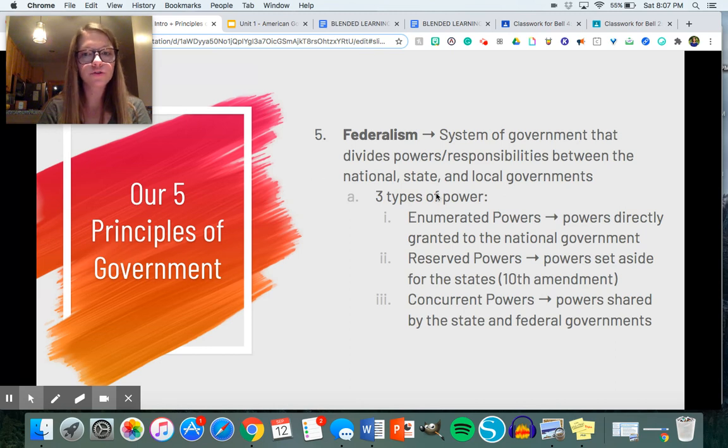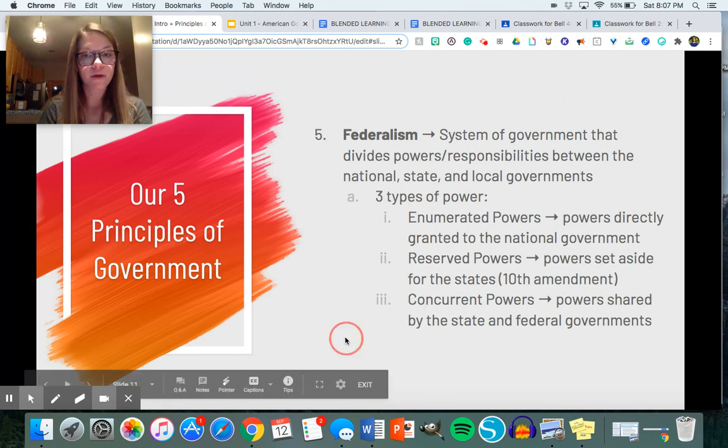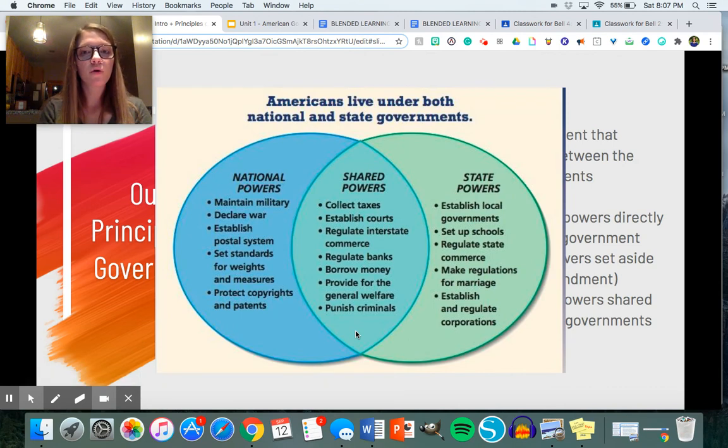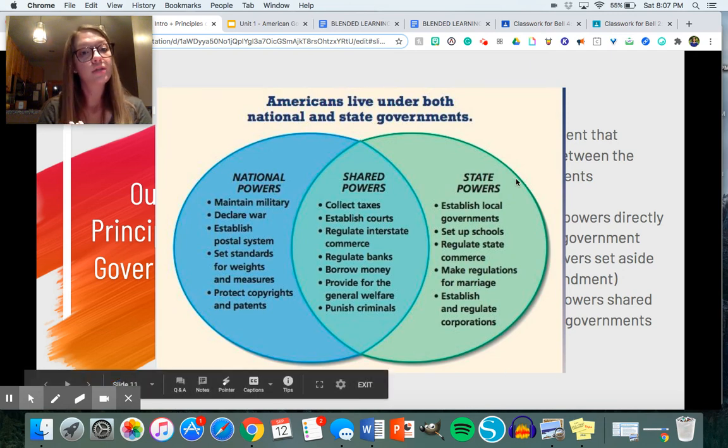So the powers, as you can see, are divided based on the level of government. And this is a Venn diagram that you will see quite a bit as we move through this class, but we do live in both national and state governments, right? National powers, the states also have certain powers, and shared powers as well. And we'll talk about this a little bit more in depth later this unit and the rest of the semester.